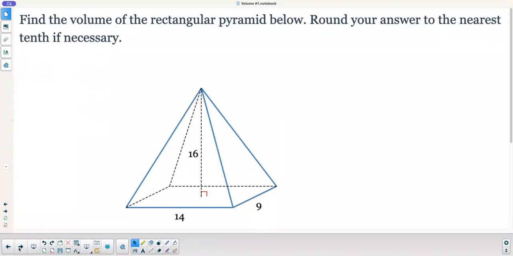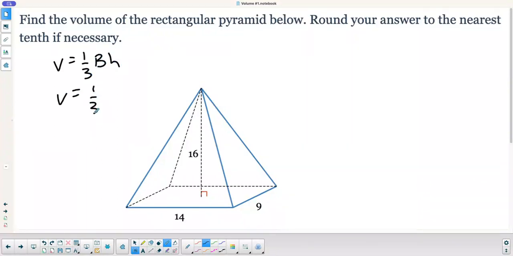All right, here's another one. This time my base is a rectangle because I have different dimensions. So my base is 14 times 9. Oops, drop my calculator.